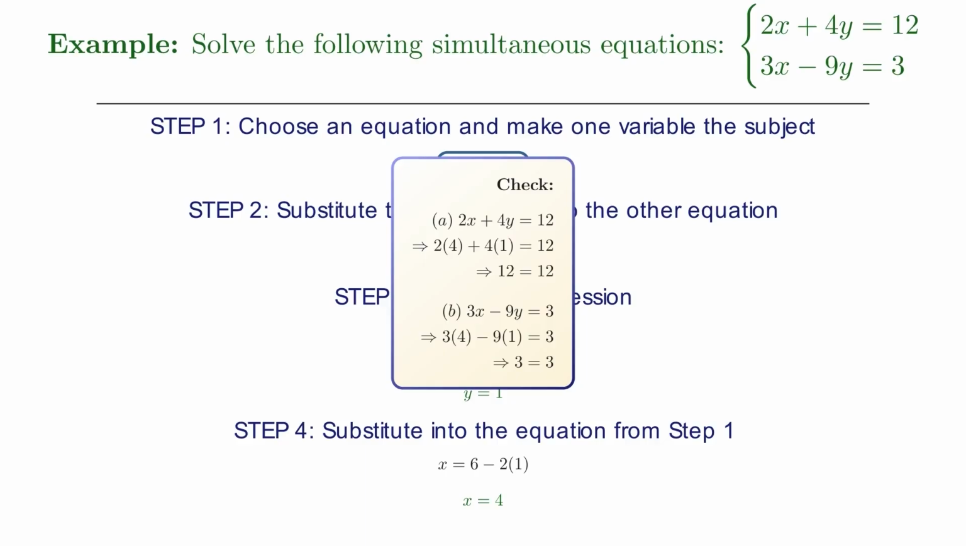So 2x plus 4y equals 12. Replacing the x with 4 and the y with 1 gives me that 12 is equal to 12, so this equation is satisfied. Substituting into the second equation, 3x minus 9y equals 3. This gives me 3 times 4 minus 9 times 1 equals 3, or 3 is equal to 3. So this equation is also satisfied.